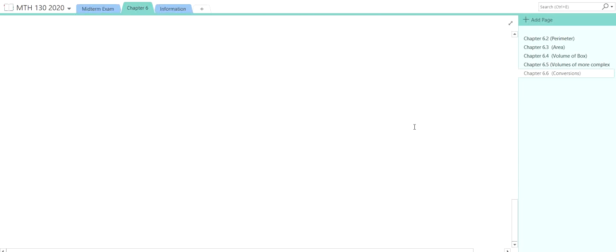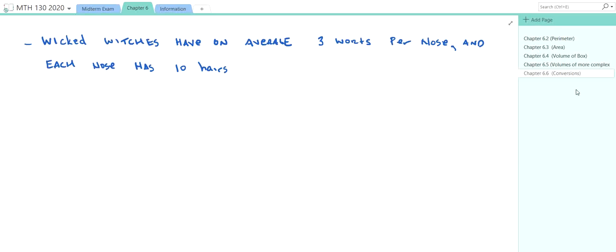So like I was saying, we can do this with any conversion. Suppose I have this problem. We have wicked witches, wicked spelled correctly. Wicked witches have on average three warts per nose, and each nose has on average 10 hairs. So we're looking at these conversion ideas. We have 3 warts per nose, and we have 10 hairs per wart.